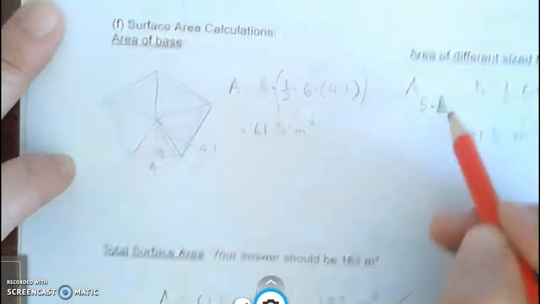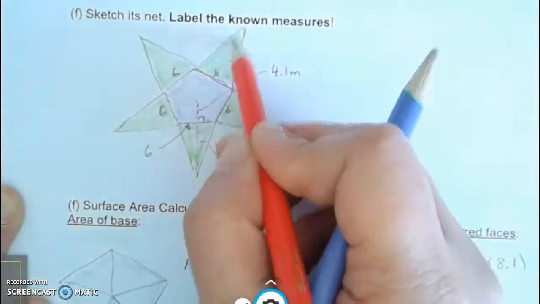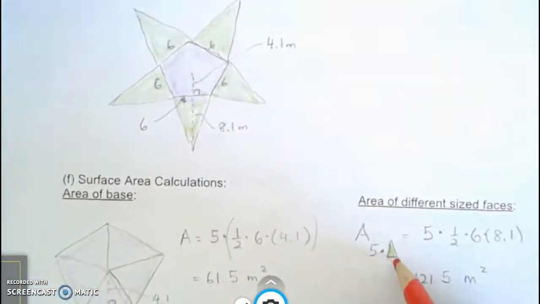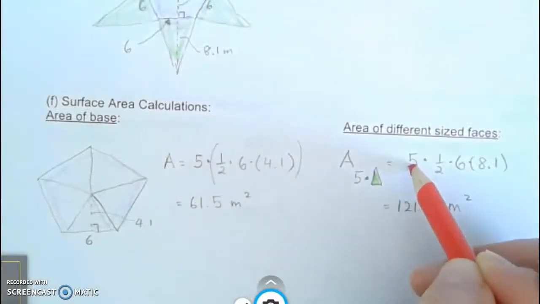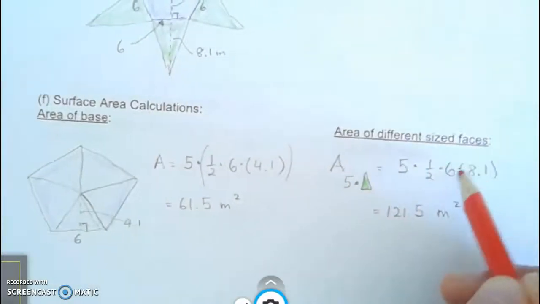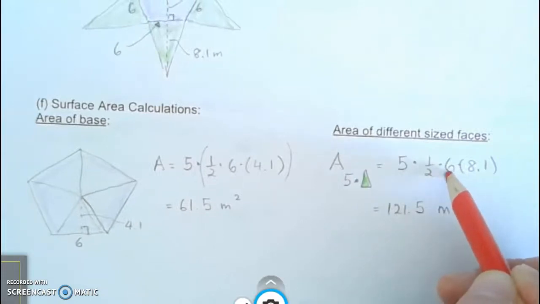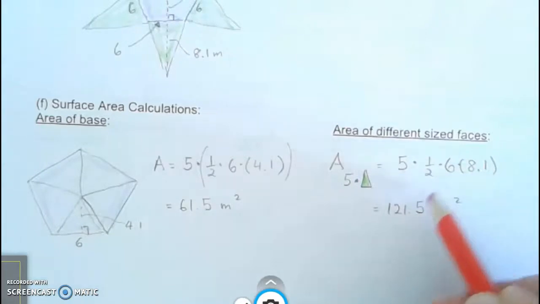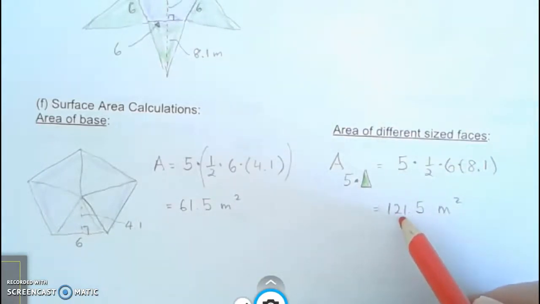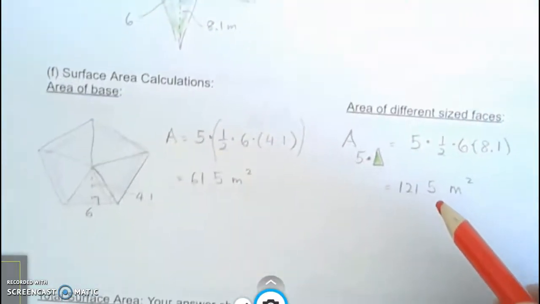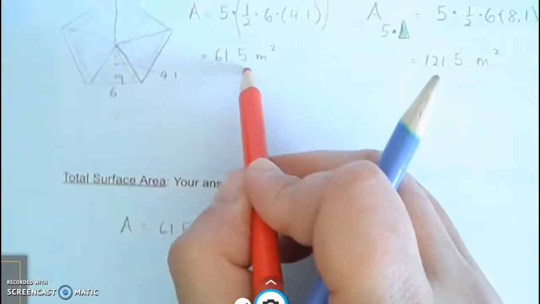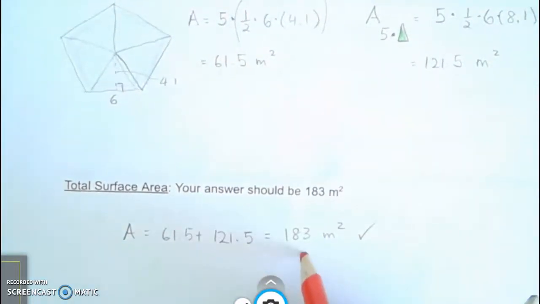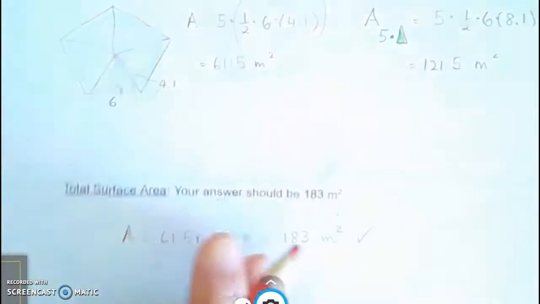And we also have 5 identical triangles that look like this. So the area of 5 of those green triangles is going to be 5 multiplied by half times the base of the triangle, 6, multiplied by 8.1. And that is going to leave me with 121.5. So then the total surface area is going to be 61.5 plus 121.5, and when I do that, I get 183 meters squared.